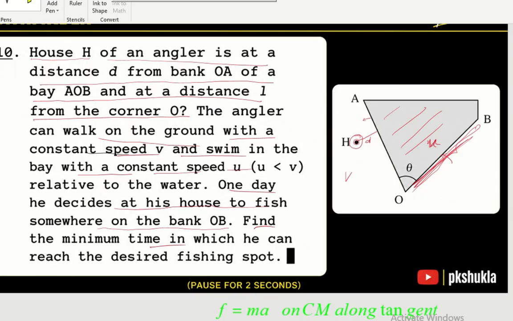So for that he'll have to walk some distance and he'll have to swim the remaining distance. So he has to adopt that path which gives minimum time to reach this bank. So we have to find that minimum time. Let's see how to do this.